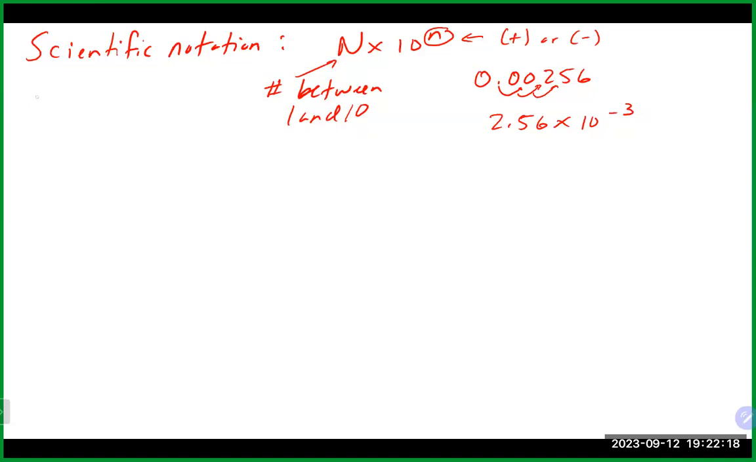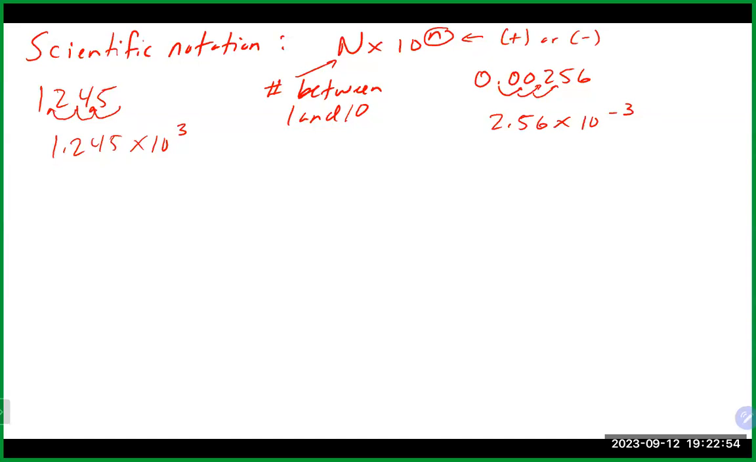If I had a larger number like 1245, we would assume the decimal point here is at the end. So 1, 2, 3 places will get me there. 1.245 times 10 to the 3 would be our number in scientific notation. So when we move the decimal place to the left, we have a positive exponent. The easy way to remember it is if you have a larger number, positive exponent; smaller number, negative exponent.